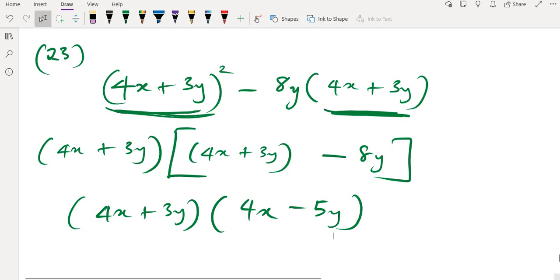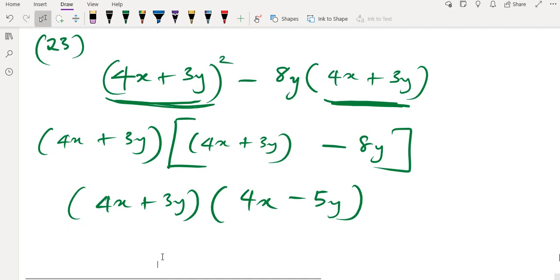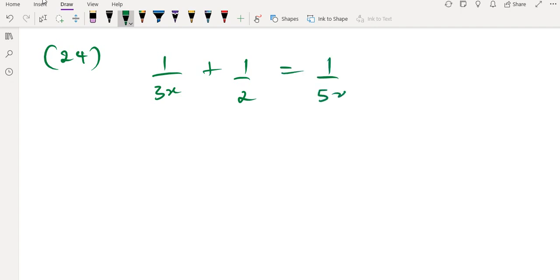Okay, I'm gonna write number 24. Read the question. Equals 1/3x plus 1/5x. 24, right? Yes. 1/3x plus 1/2 equals 1/5x. LCM, 6x. Listen to this. 2 times 1, 2. Listen to this. 3. 3x.